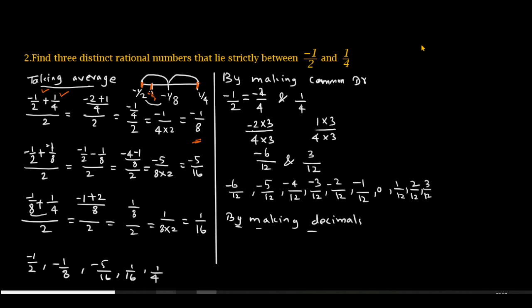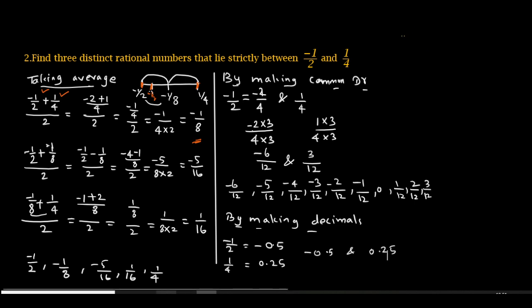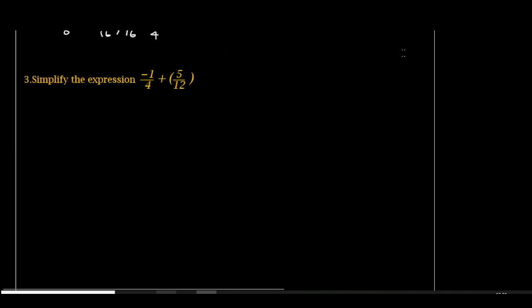Now convert the given rationals into decimals. Minus 1 by 2 is equal to minus 0.5 and 1 by 4 is equal to 0.25. Okay, now between minus 0.5 and plus 0.25, many decimals are there. You can take any three decimals and write. So these are the three ways to find rational numbers in between any two numbers. You can find the average, or make a common denominator, or make the given numbers decimals.